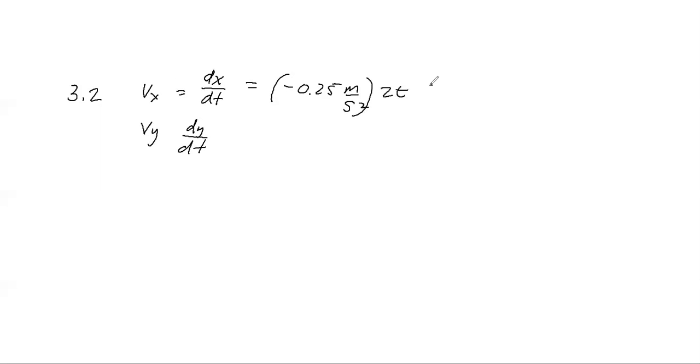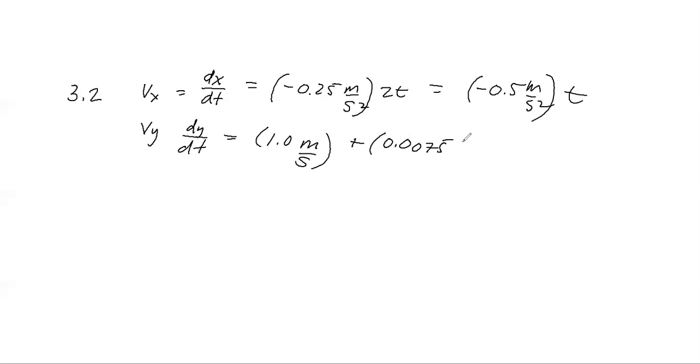So let's see, we had v sub x and v sub y, and those were for the instantaneous velocity, dx/dt and dy/dt. And our expressions were negative 0.25 meters per second squared times 2t, and that was going to equal negative 0.5 meters per second squared times t. And this one, just to cut to the chase, was 1.0 meters per second plus 0.0075 meters per second cubed times t squared.